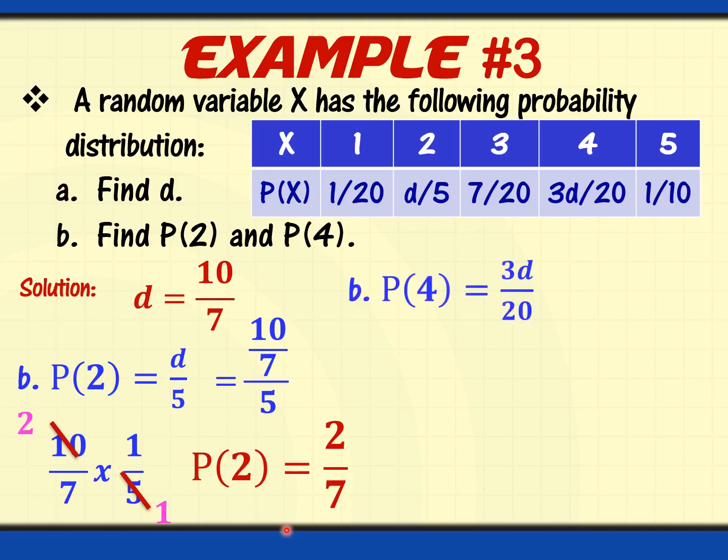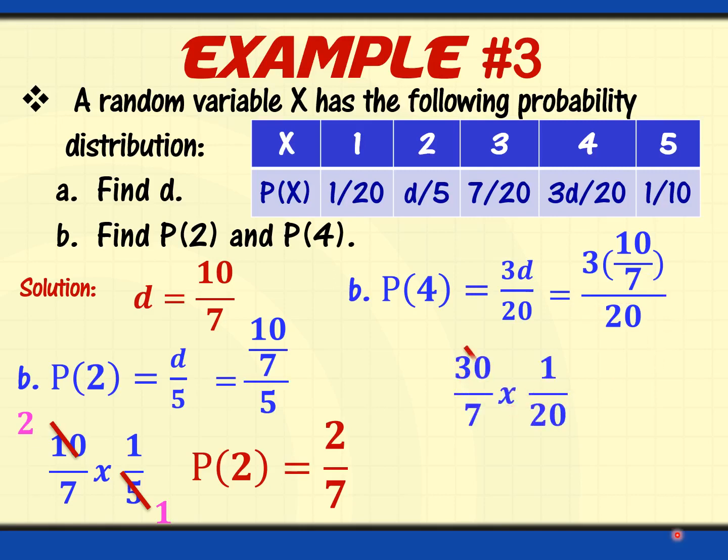Okay, so let's have now P of 4. This time you have 3d over 20. The same procedure. So you just substitute the value of d. So you will have 3 times 10 over 7 divided by 20. Multiply this one first, so you will have 30 over 7. And you get the reciprocal of 20, that is 1 over 20. And you multiply them. And then again, we can cancel out 30 and 20. That will give you 3 halves. And then multiply 3 times 1 and 7 times 2. So therefore, P of 4 is equal to 3 over 14. Is that clear? Okay, so I hope you follow the procedure.